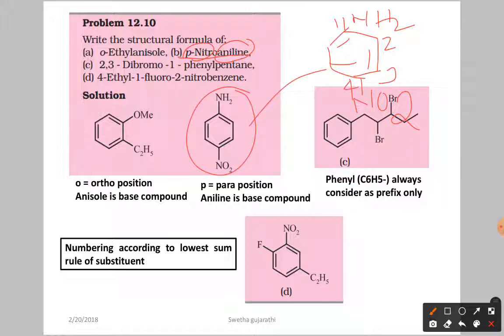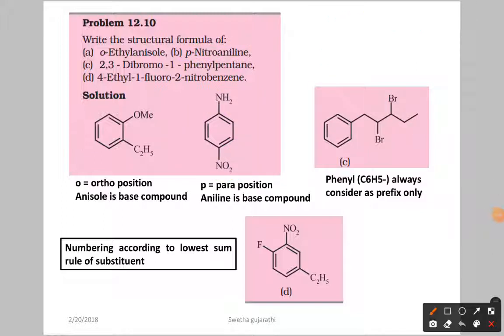So the para condition means you can write the NH2 group here and the NO2 group there. Both are acceptable. But here what is the condition? Both have different positions, and both should have the group at 1, 4. So this is the first carbon, second, third, fourth. This is called para-nitroaniline.